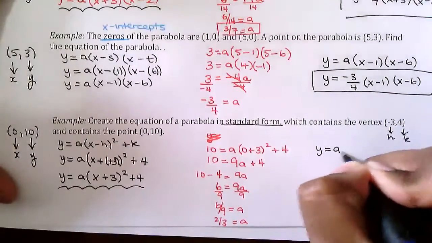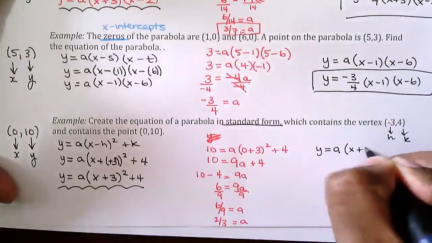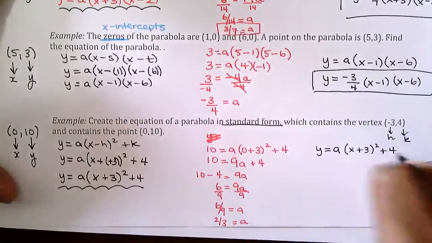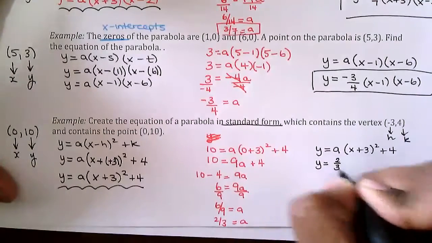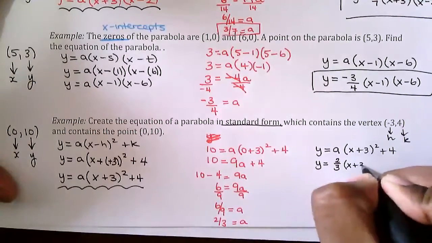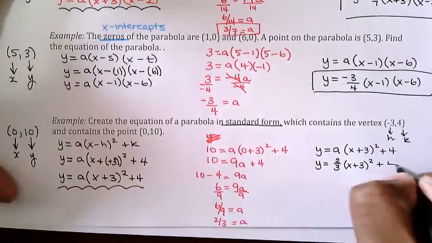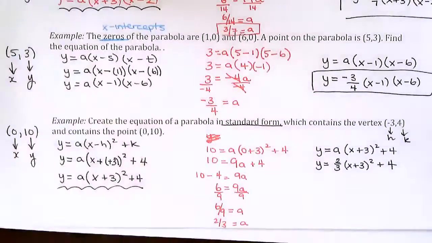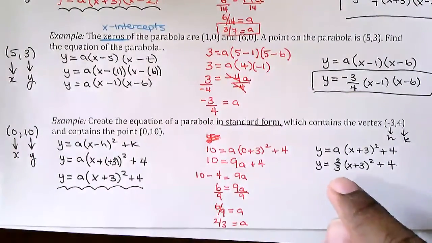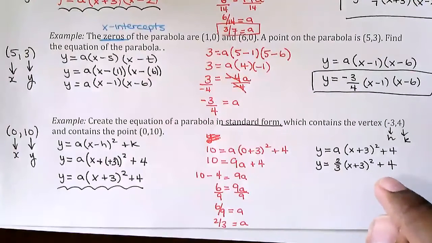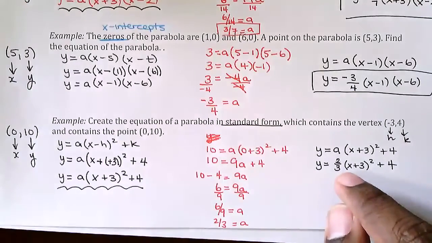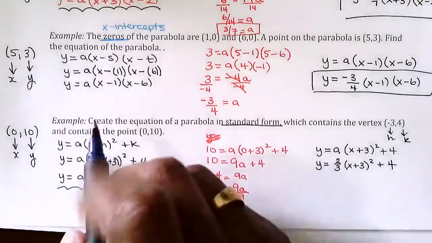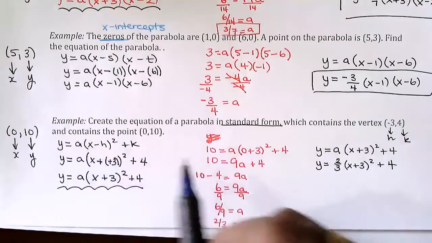So y is equal to a(x plus 3) squared plus 4 is the same thing as y is equal to 2 over 3 (x plus 3) squared plus 4. But we are not done here because I've now created my equation in vertex form. So again, you notice that the y and x are intact. We just replace the other values, in this case, the a, the h, and the k.